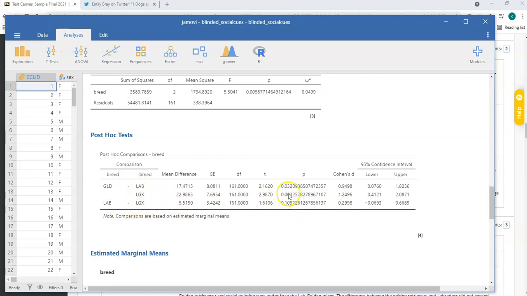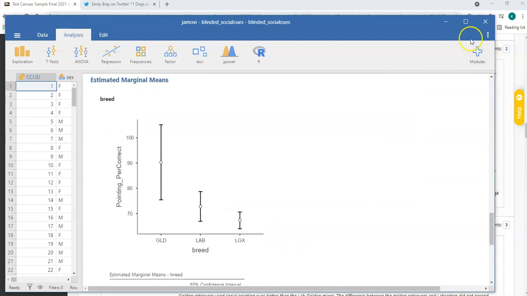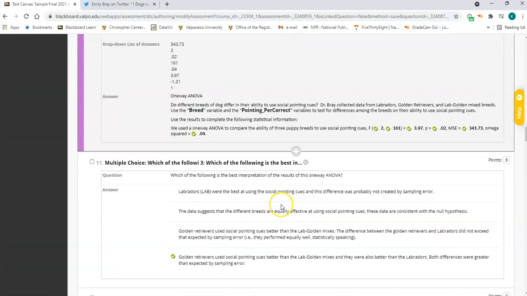But on these other two comparisons, we can feel pretty confident, based on the p-values and the d's and the confidence interval around d, that the goldens are doing better on the task than both the labs and the lab mixes. Okay, so now let's go and see if we can answer these questions.